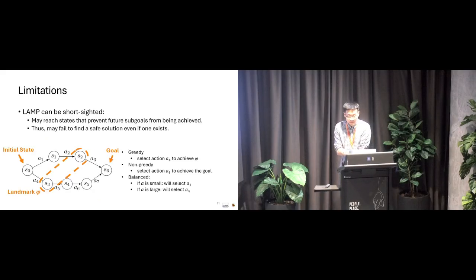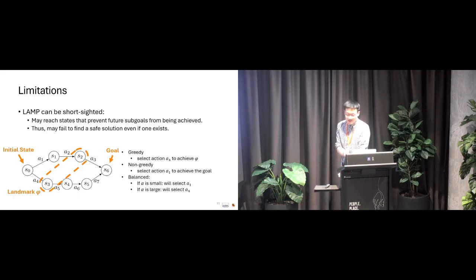Okay. Of course, this approach is not without its limitations. I just mentioned this. The primary limitation is that LAMP can be short-sighted, which is particularly dangerous in problems with deadlocks. So LAMP compromises completeness, so it may fail to reach the goal even if a safe solution exists.